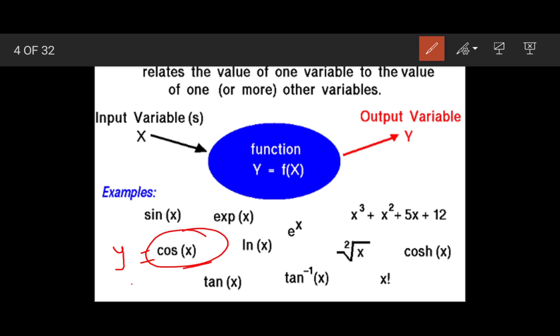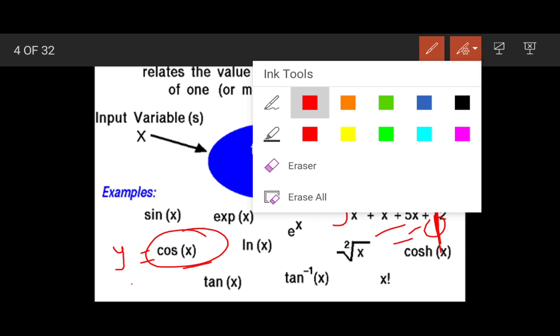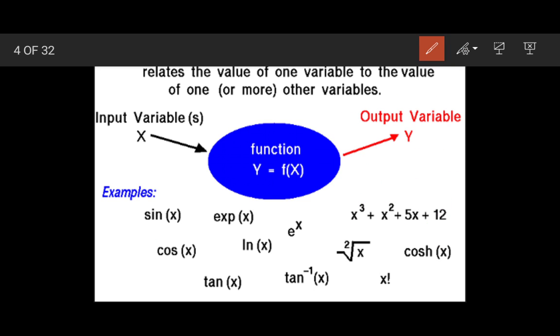Okay, so if x is pi, meaning 180 degrees, then y will be cos pi, right? Cos pi is, sorry, -1. Cos pi is -1. Okay, so we have to define y on the basis of the value of x.